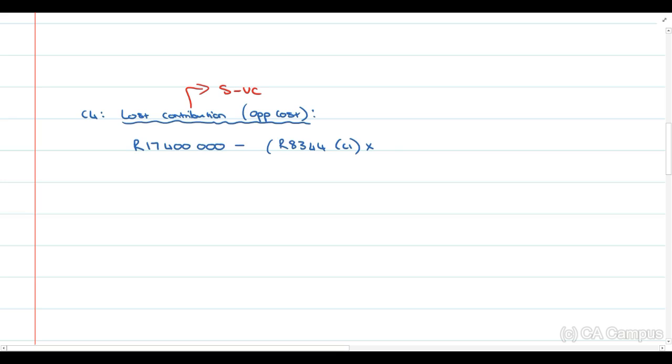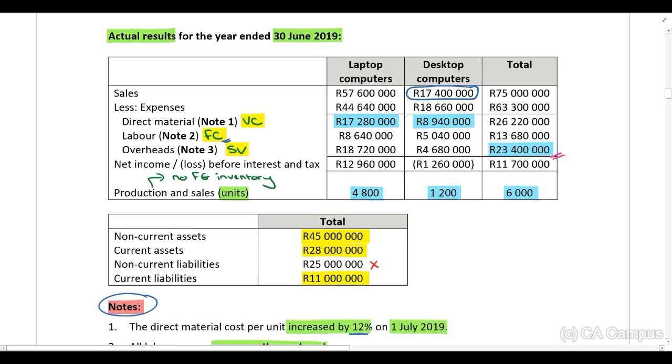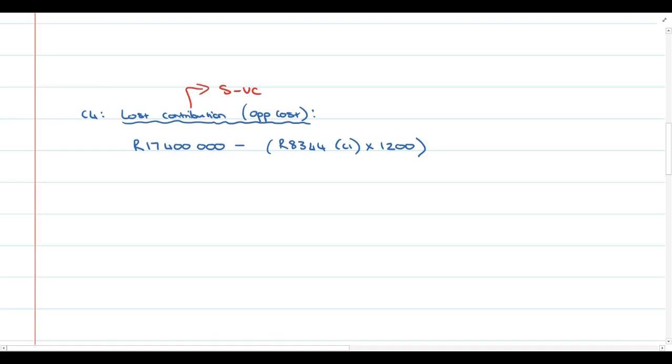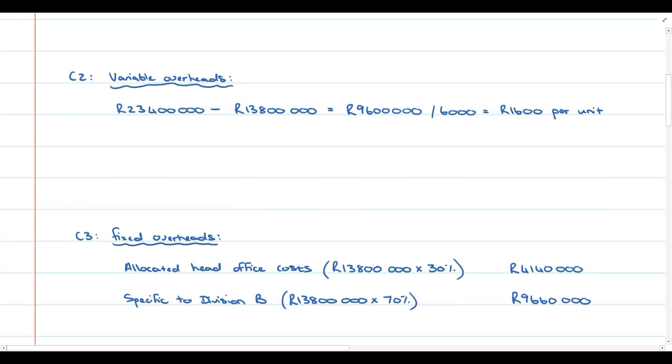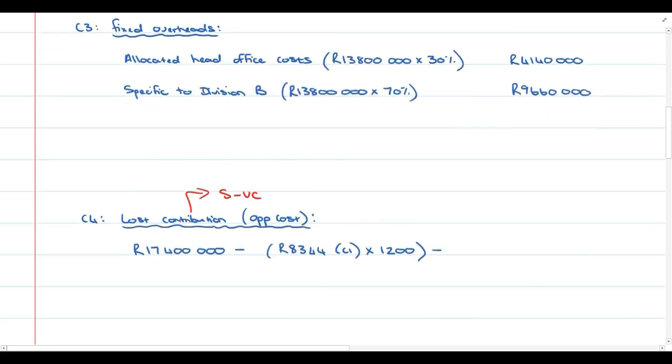And they are currently producing 1,200 desktop computers. So that will give you the material cost in total. All right, as an alternative, you could obviously just take this material cost over here that relates to desktop computers and just increase that by 12%, and you'll get exactly the same answer. All right. Then the only other variable cost that we have is the variable overheads. So just above, we calculated that the variable overhead cost per unit is 1,600 Rand.